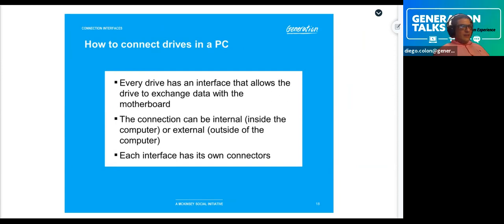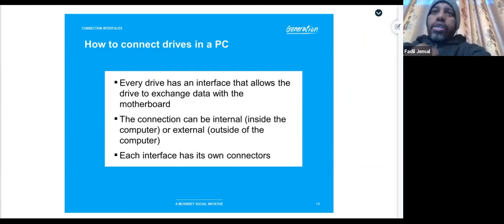All right, how to connect the drives in a PC overall. If you can help me out, Fadil. Sure. How to connect drives in a PC. Every drive has an interface that allows the drive to exchange data with the motherboard. The connection can be internal, inside the computer, or external, outside of the computer. Each interface has its own connectors.